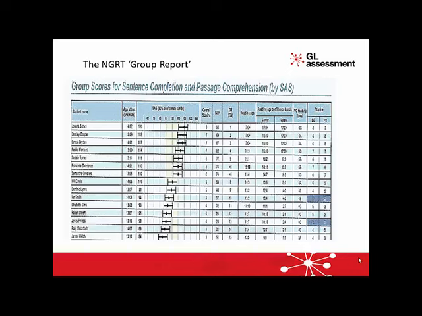Now here's a sample report from the new group reading test. Again, this shows standard age scores, national percentile ranking, and stanine scores. As with the previous slide, if you'd like more on new group reading test reports, please have a look at the video module for this.